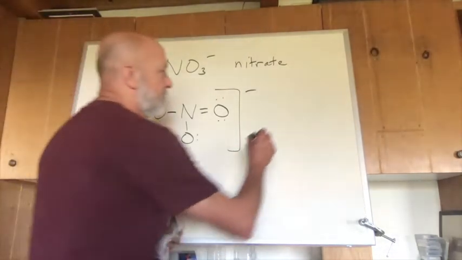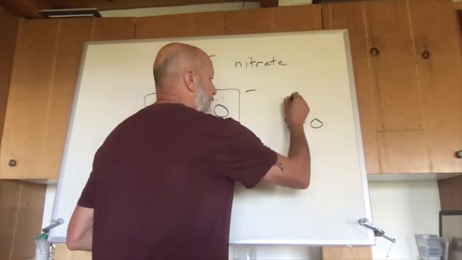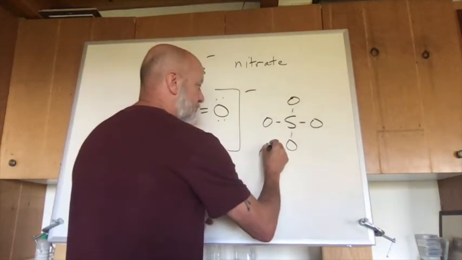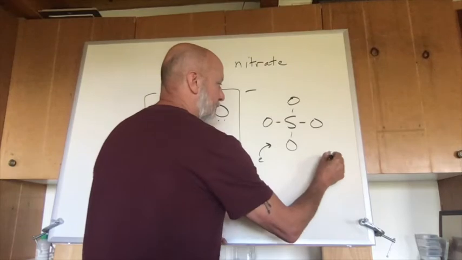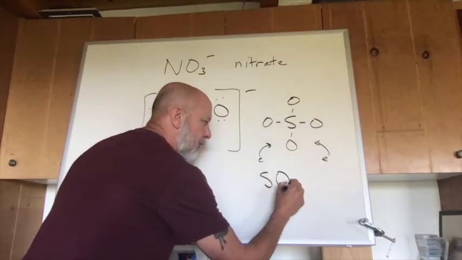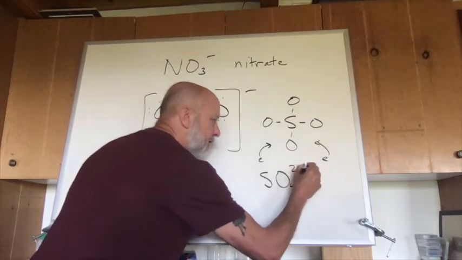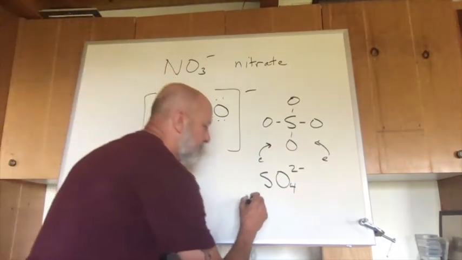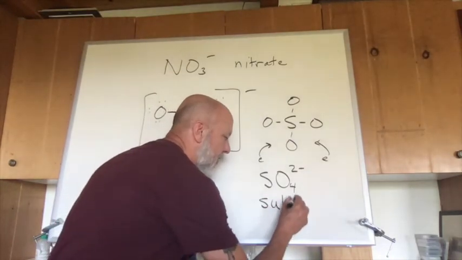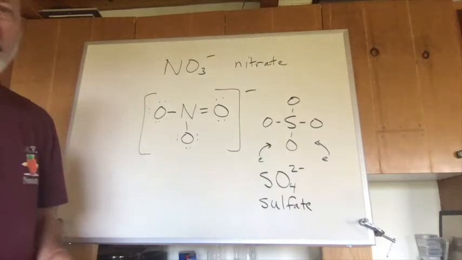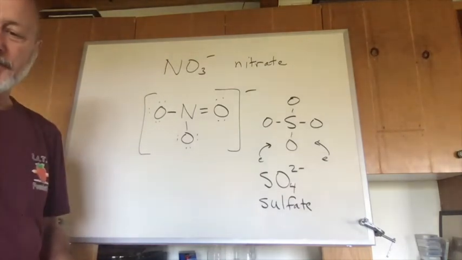Another one, and let's not even draw the whole thing, sulfur and 4 oxygens. What with sulfur and 4 oxygens? They had to bring in 2 electrons to make this work. 1 sulfur, 4 oxygens that brought in 2 extra electrons to make that work. And this is also one of our super common ones. It's called sulfate. So that's how polyatomic ions are.